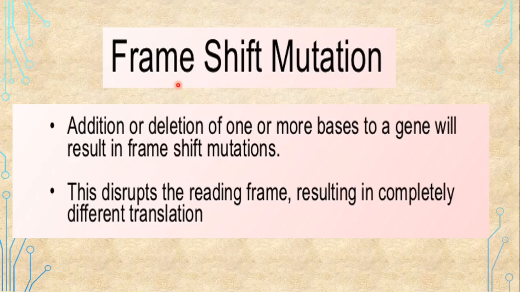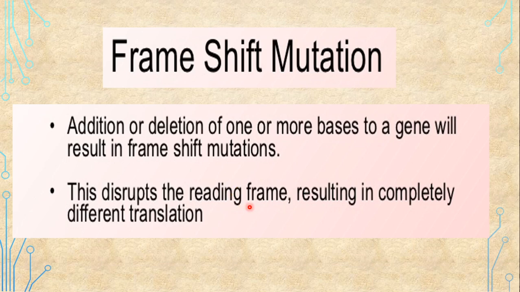Now we will move on to the other type, that is the frame shift mutation. In frame shift mutation, as already mentioned, it involves addition or deletion of one or more bases to a gene, which will result in a frame shift. The shifting of the reading frame disrupts the reading frame, resulting in a completely different translation.